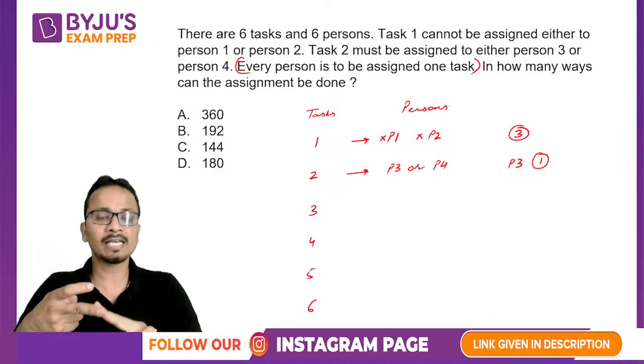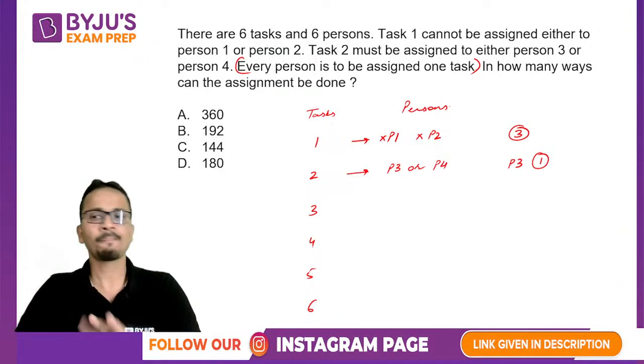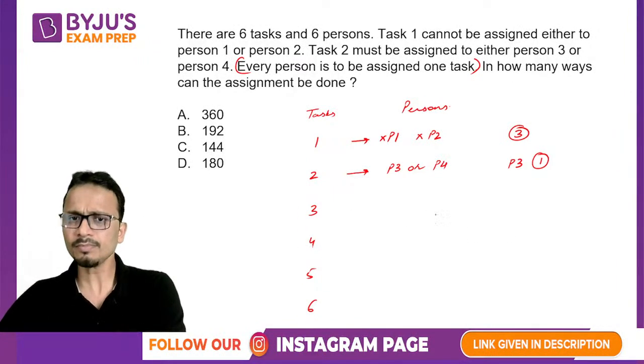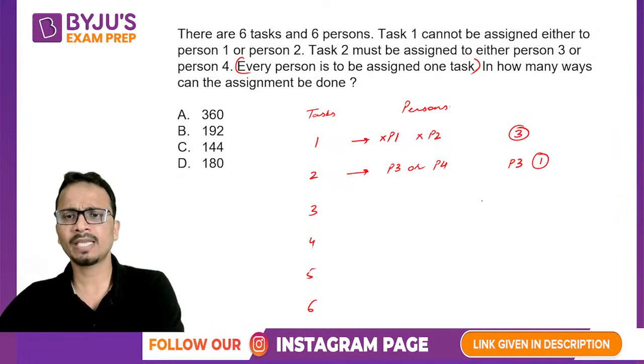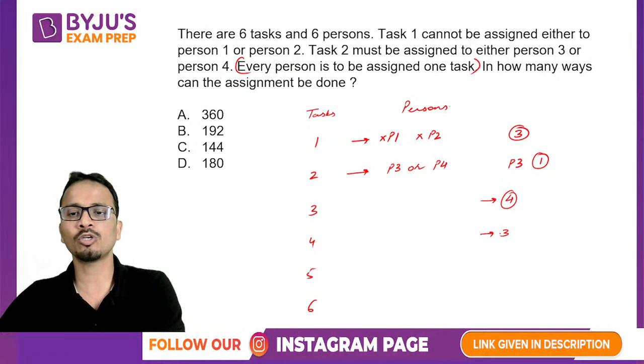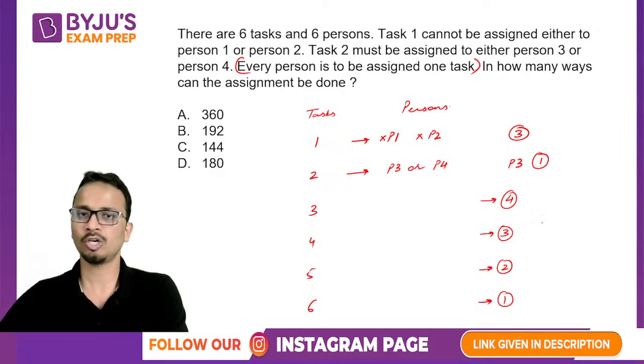Now how many tasks are left? 4 tasks are left and 4 persons are left. So task 3 can now be given to any of these 4 people who are left. Then task 4 to the remaining 3 people, task 5 to the remaining 2 people, and task 6 to the remaining 1 person. All right.